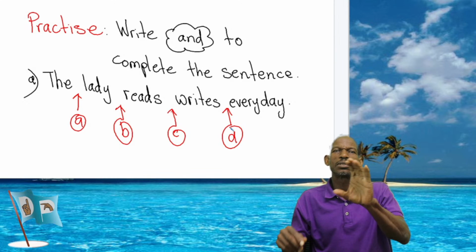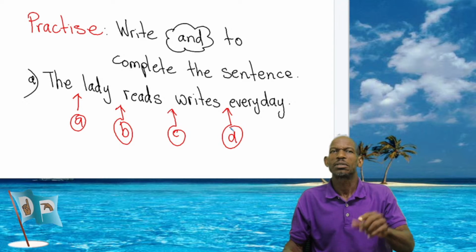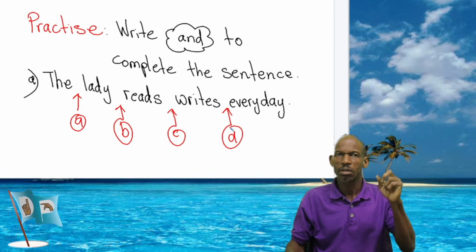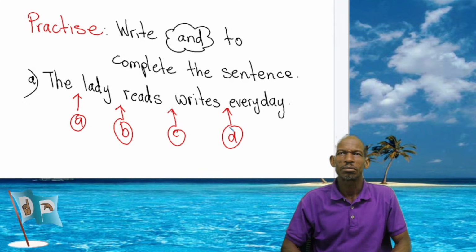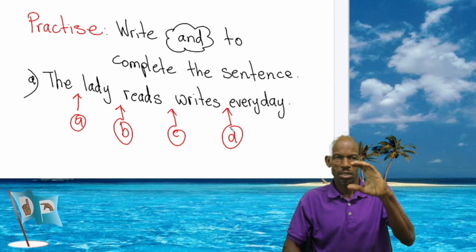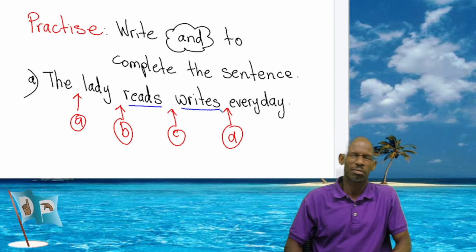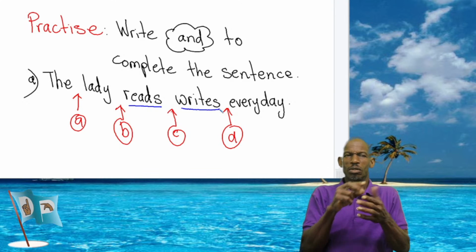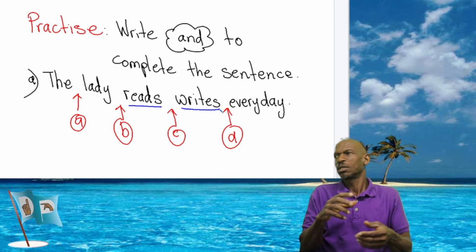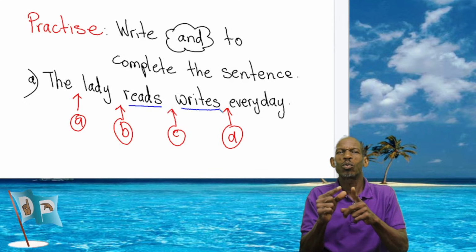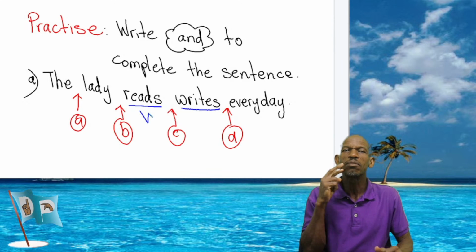I'm seeing Sabriki putting up her hand. Where are you going to put it? Yes, Sabriki. C. Okay. Sabriki said she's going to put it where C is. So on either side of C, we have reads, we have writes. Reads, what kind of word is it? If you know, reads is an action word, so that is a verb. Writes is a verb.